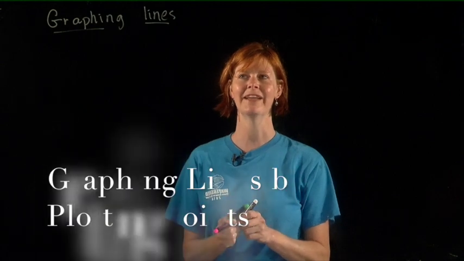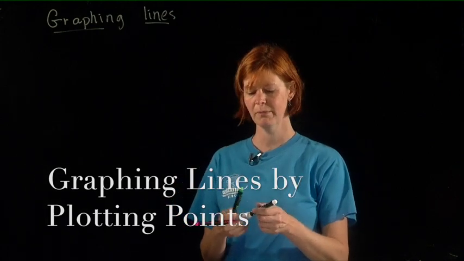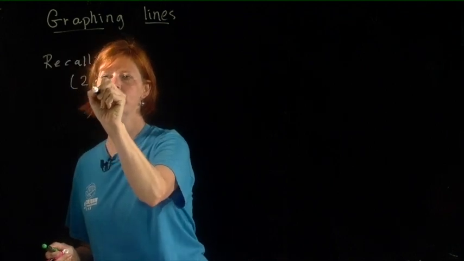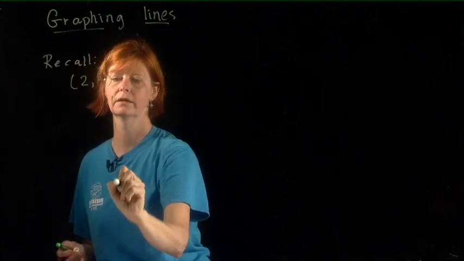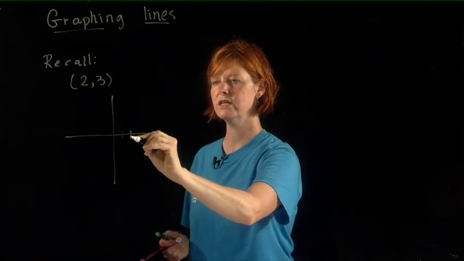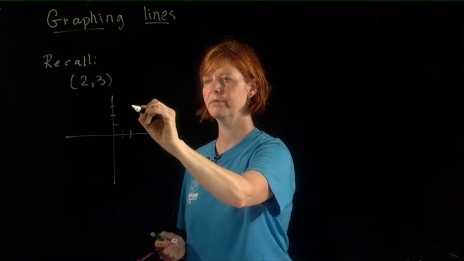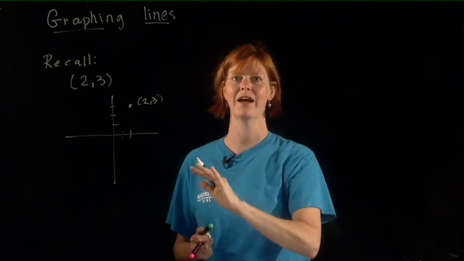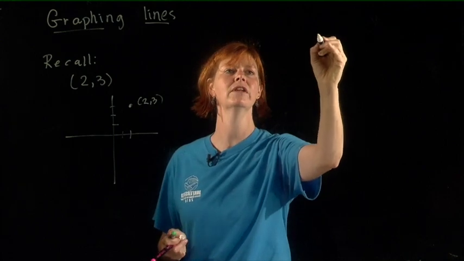Okay, now we're going to graph lines. So we remember how to graph points, so let's do a recall. If I had the point 2, 3, I start at 0, 0, and then I go right 2 and up 3. Okay, and there's a point. Okay, that's graphing points. Now I have a line.